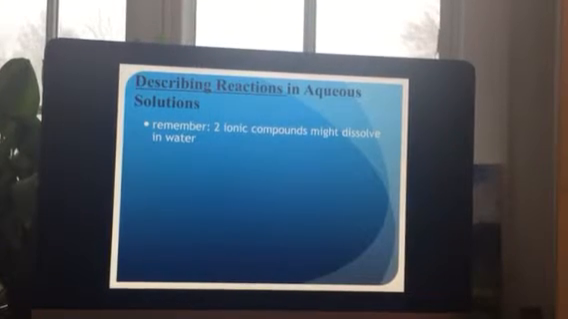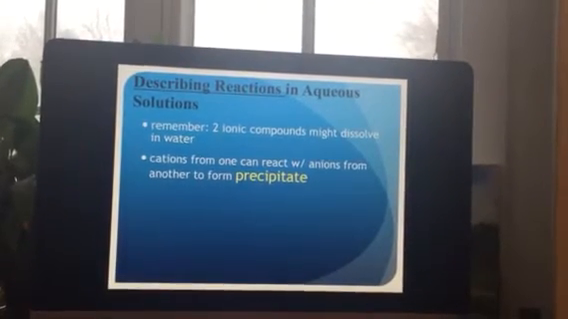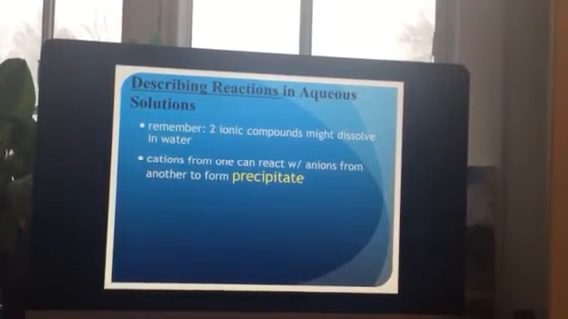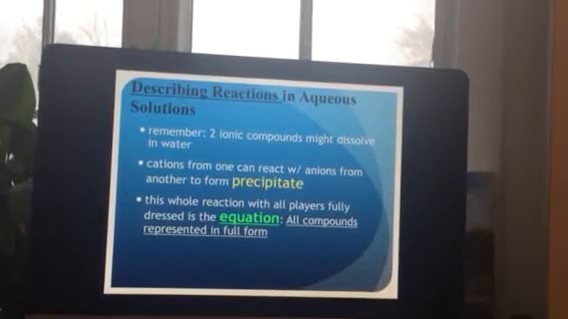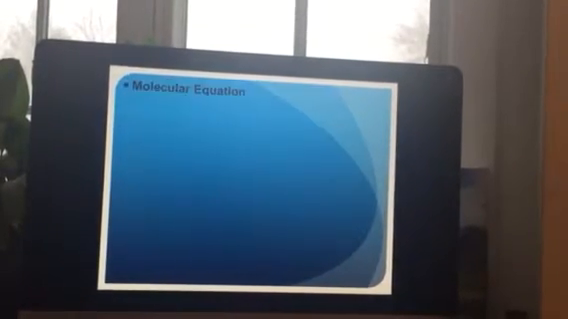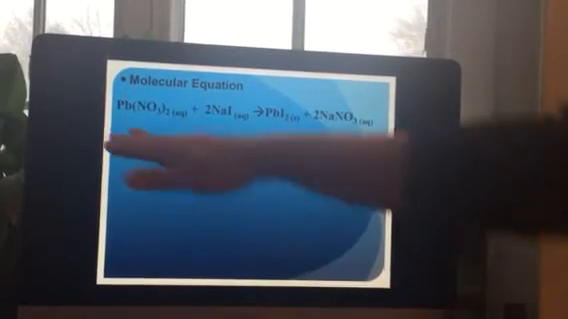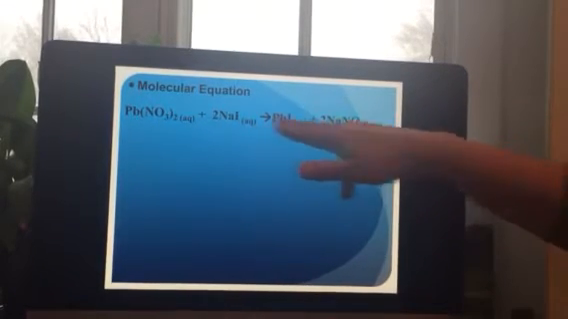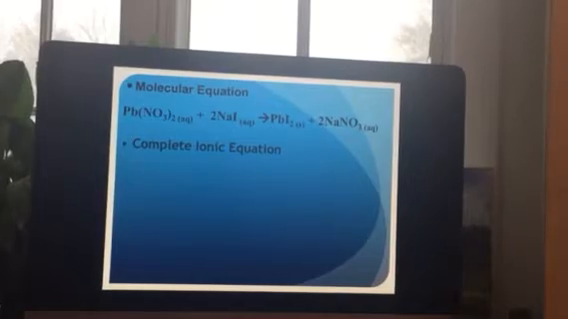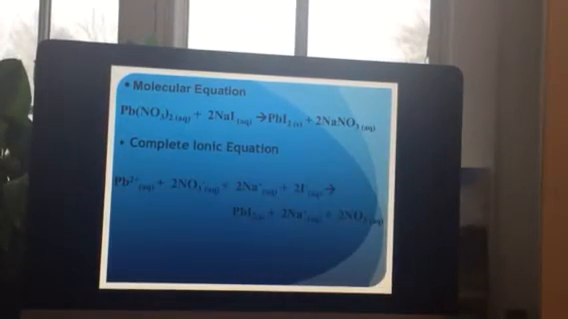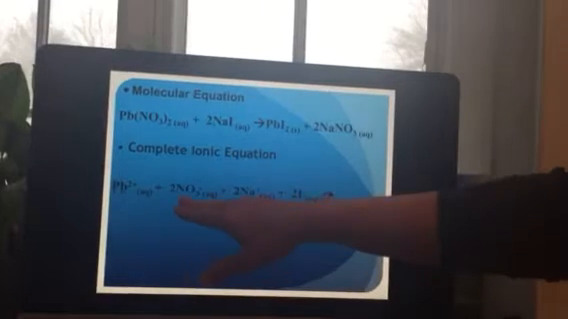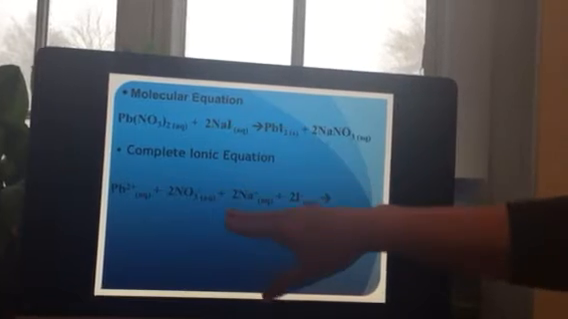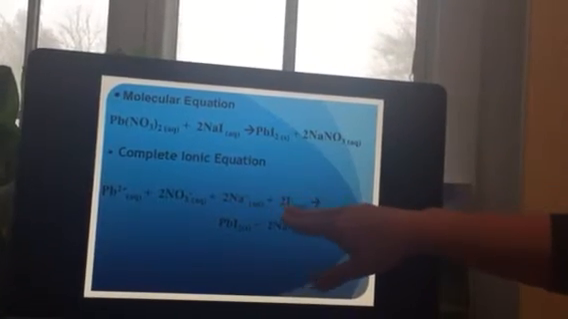Remember, when ionic compounds dissolve in water, they break up into the ions. If two of the ions come together into an insoluble solid, that's called a precipitate, and that is the driving force for a chemical reaction. So what we've been doing is a complete molecular equation where we write our reactants and our products and we balance the equation. We're going to break up our reactants into their ions. Lead is a +2 ion, and I have 2 nitrates, each of them a -1 ion. I have 2 sodium ions and 2 iodide ions.